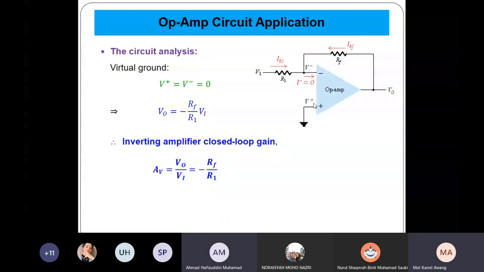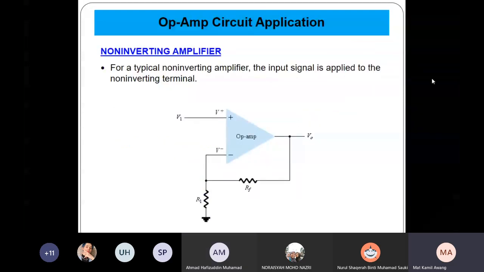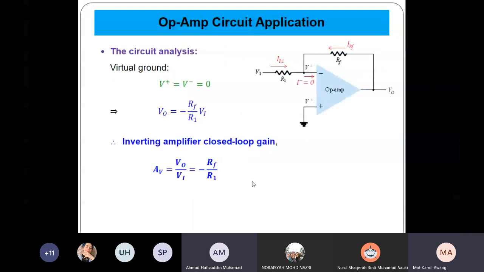So previously, the open loop gain, AOL, you cannot control because it's actually decided by the manufacturer when they design the op-amp. But now, you can use this op-amp and control the gain by controlling the closed loop gain, AV. So AV for the closed loop amplifier is minus RF over R1. So that is the formula for the inverting amplifier.